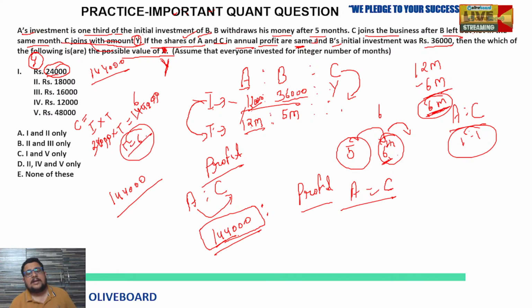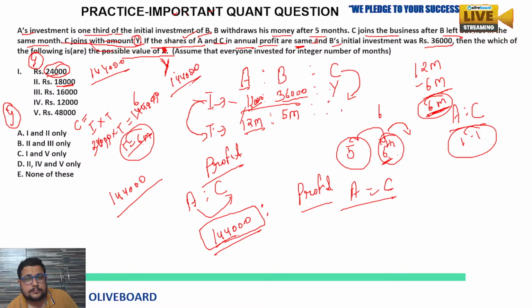Is this value possible? You will say yes, definitely, because the value of time, 6 months, is possible. If we consider that the value of Y, the investment of C, is 24,000, then time will be 6 months, which is possible under the limit. So this first value is possible here. Now the second one, 18,000. Now just divide 18,000 with what?